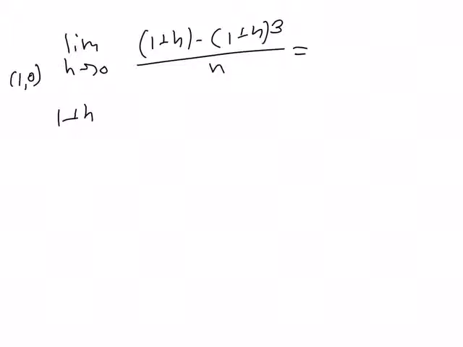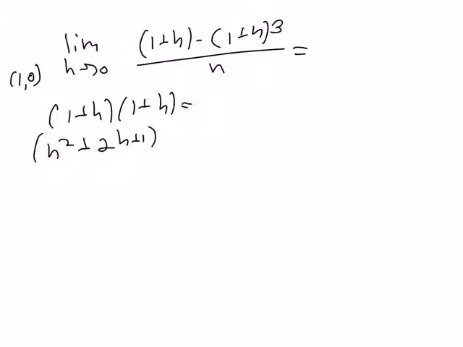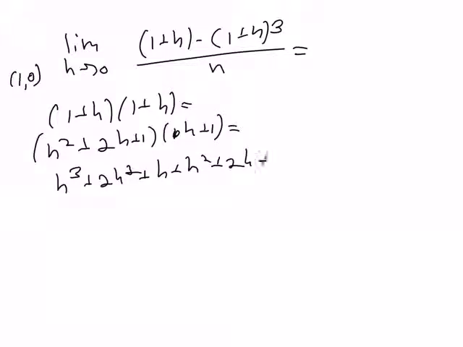So let's just see what 1 plus h to the third is. 1 plus h times 1 plus h is equal to h squared plus 2h plus 1. Multiplying this by 1 plus h gives me h to the third plus 2h squared plus h squared plus 2h plus 1.